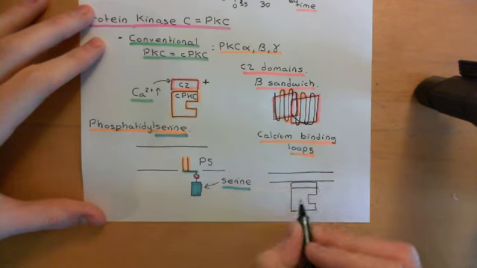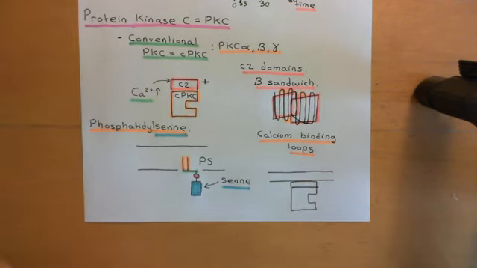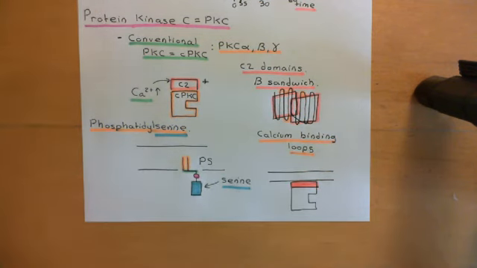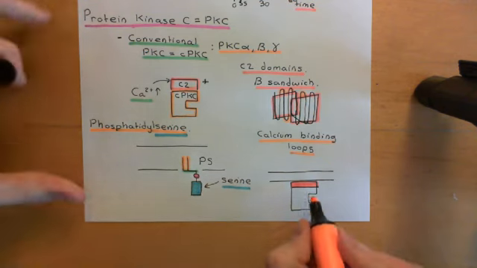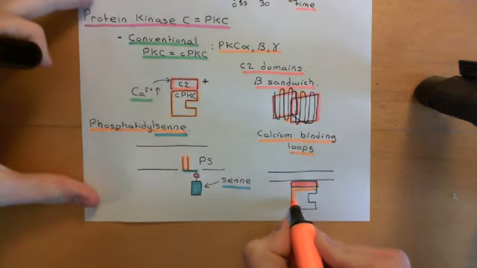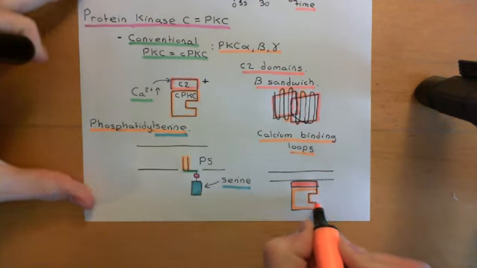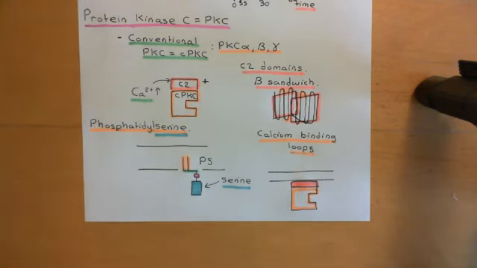So I'll show this like so. Here is our C2 domain here in red, which will now be bound to a phosphatidyl serine molecule in the inner leaflet of the phospholipid bilayer. Here's the rest of our conventional protein kinase C enzyme with the active site here. Now it's been relocated to the underside of the phospholipid bilayer. Now that doesn't activate it yet, that just relocates it.